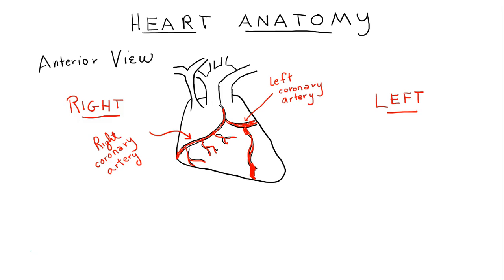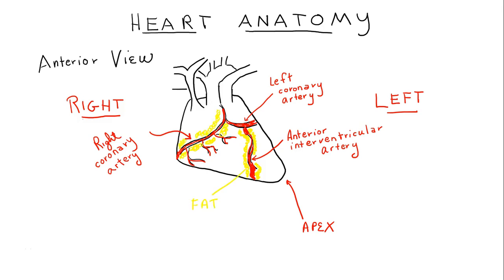And when you get your heart and you're asked to put it sort of facing you, you're going to see the anterior interventricular artery facing you. And there's the apex, which is the tip of the heart. And now I'm drawing in fat, because you'll see a lot of fat on the heart when you do your dissection. So let's label some of these veins and arteries that are entering and leaving the heart.